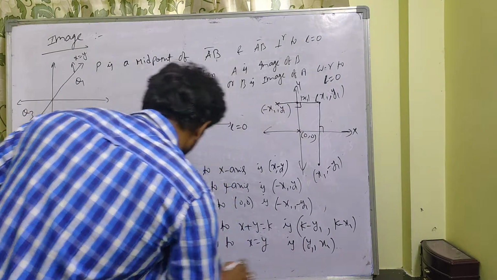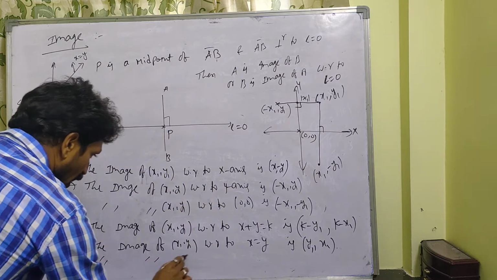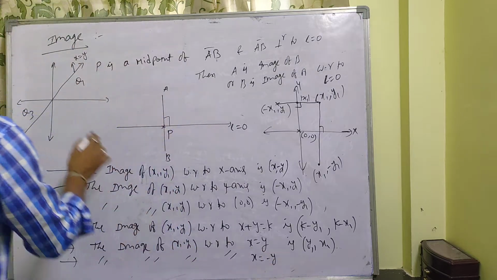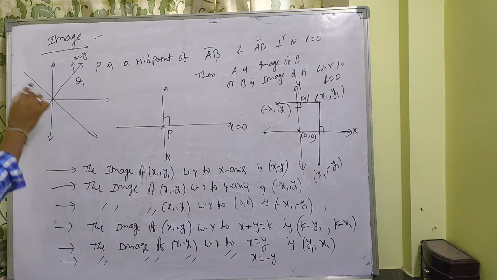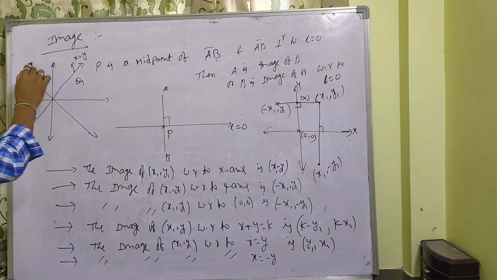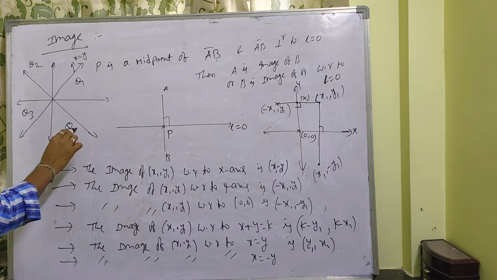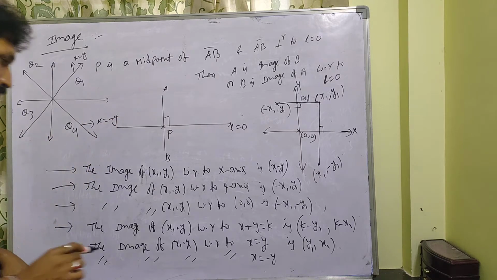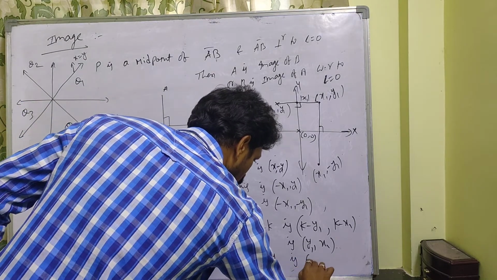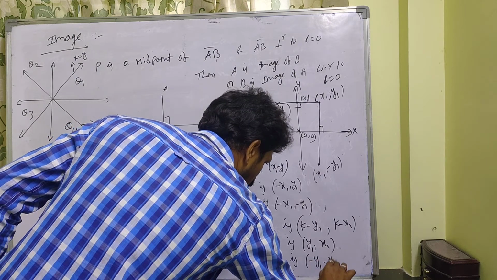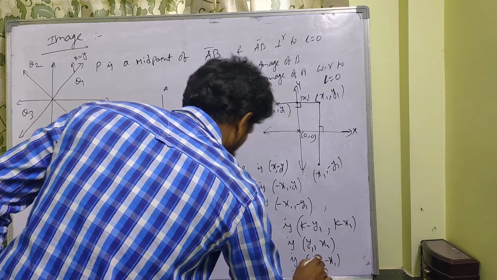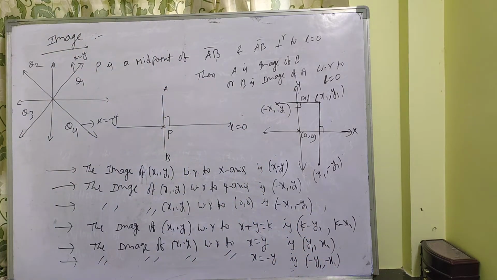Next one. The image of x1 comma y1 with respect to x is equal to minus y. X is equal to minus y is like this. This is the angular bisector of quadrant 2 and quadrant 4. Remember, this is x is equal to minus y. So here you get the image as minus y1 comma minus x1. Okay. So please note down.